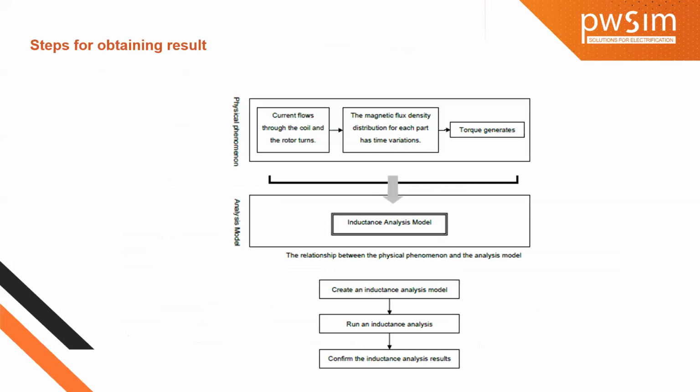So how are we performing this, and what algorithm takes place inside JMAG? Whenever the current flows through the coil, through the turns, magnetic flux is created around the rotor. This flux density will be distributed at each part with respect to the time variations. From one point of time to another, the current keeps varying, and at that time the torque will be generated. Once the torque is generated, we can push that to our inductance model analysis. There we create our inductance model, run the inductance analysis, and confirm the results.